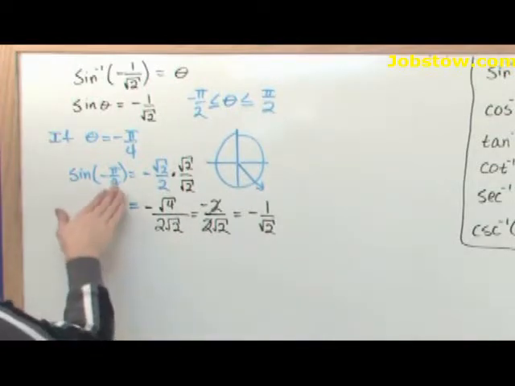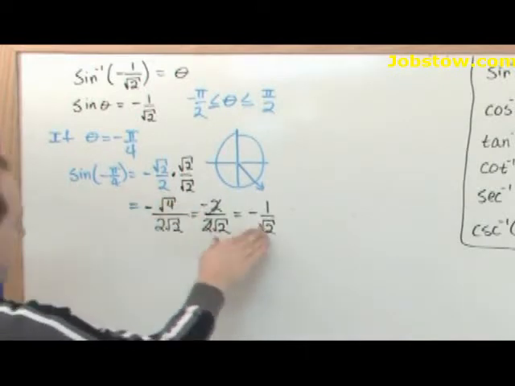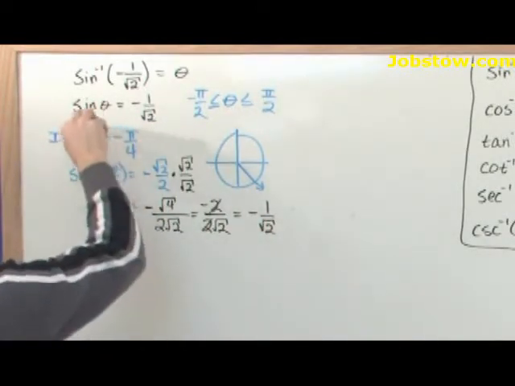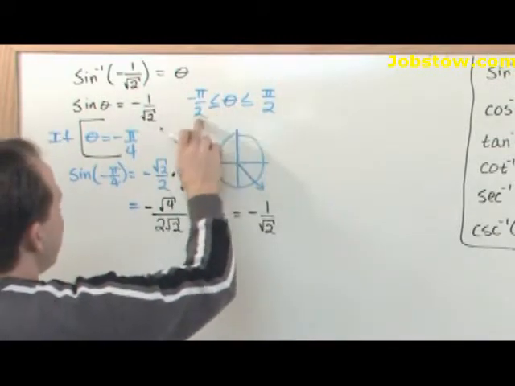So if you pick negative pi over 4 for your angle, and you take the sine of it, you will get what you were supposed to get, which is negative 1 over root 2. And you have to always make sure the angle that you chose is in the angle range here.